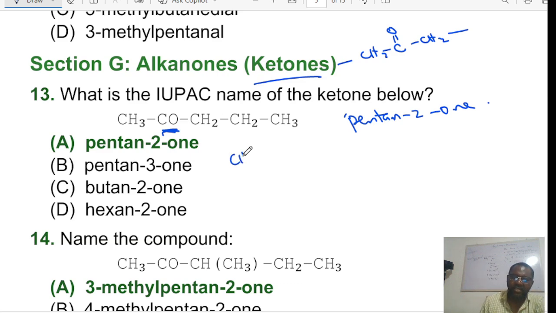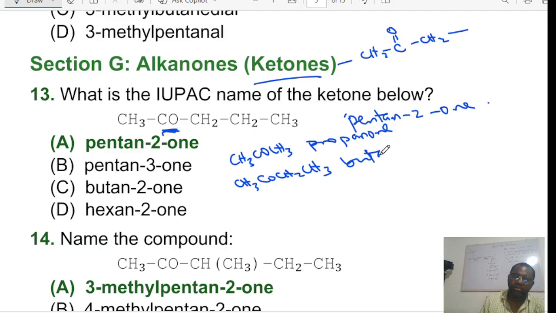So if I have CH3COCH3, this is called propanone. If I have CH3COCH2CH3, this is called butanone. Or you can just say butan-2-one. The reason why you can just name it as butanone is that even if the CO is here, it is still butanone.